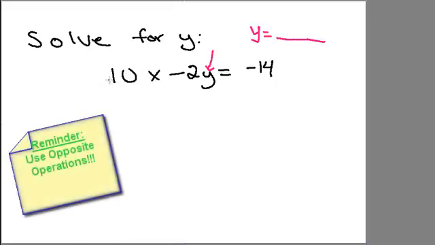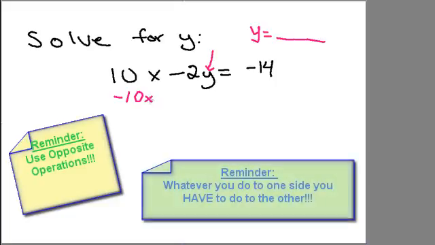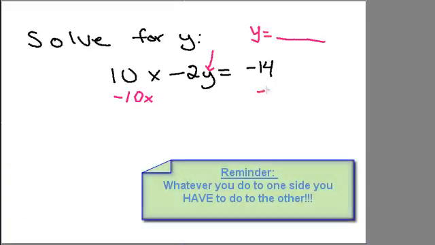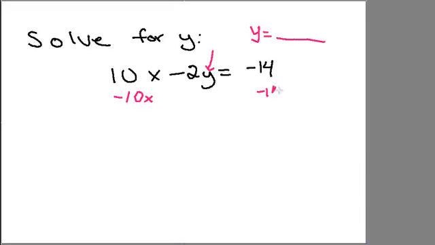Okay, it's a positive 10x, so I'm going to subtract it. And I'm not going to subtract just the 10 because the x is its friend. They're one term together, so they go together. So I'm going to subtract a 10x. And whatever I do from one side, I have to do to the other. So I subtract a 10x from both sides.